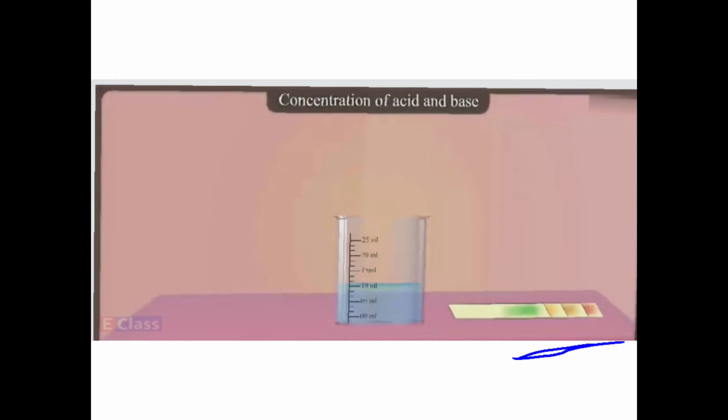Okay, so when it shows green color, it shows that the pH value is 7. That means the neutralization has completed. The solution is now neutral. It is neither acidic nor basic. So what is exactly happening?